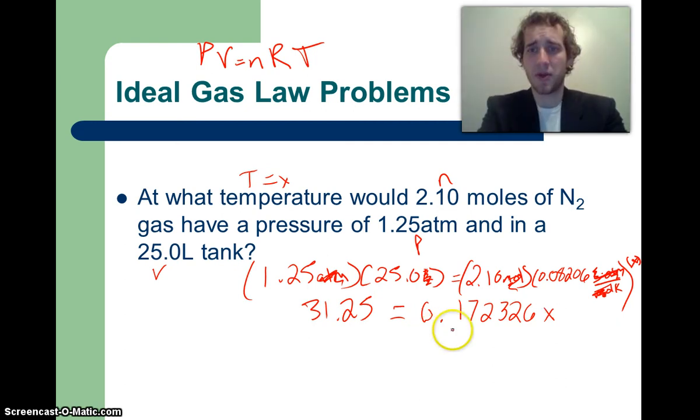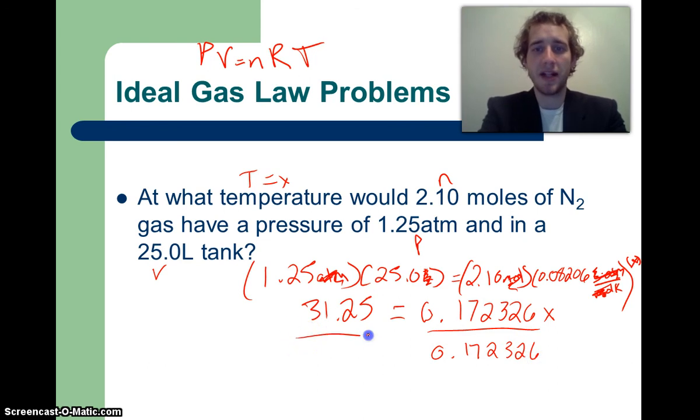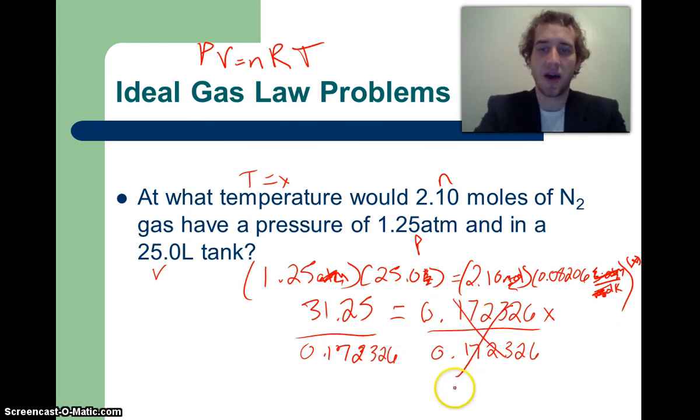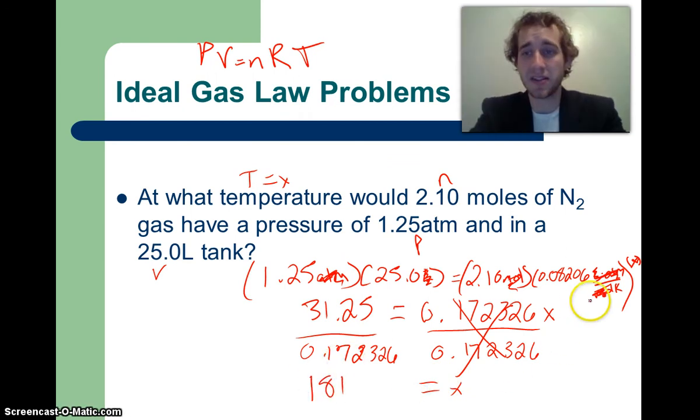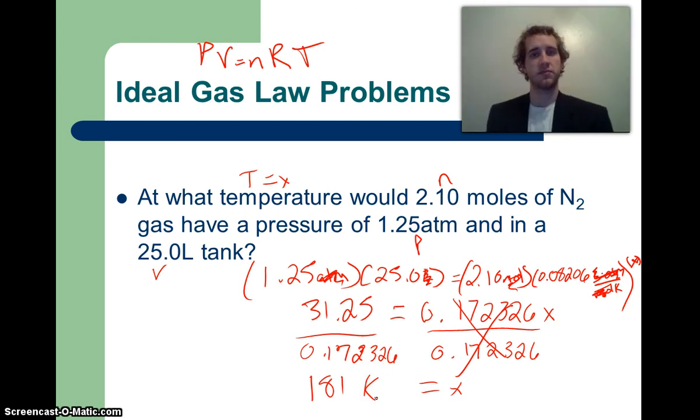Well, we've got a number times x right now, so to get x by itself, we're going to divide both sides by that number being multiplied to x. What you do to one side, you must do to the other. We cancel from the right side, so now x is going to equal, when you divide those out, you get 181. The only unit that didn't cancel was that Kelvin, which is our unit for temperature.